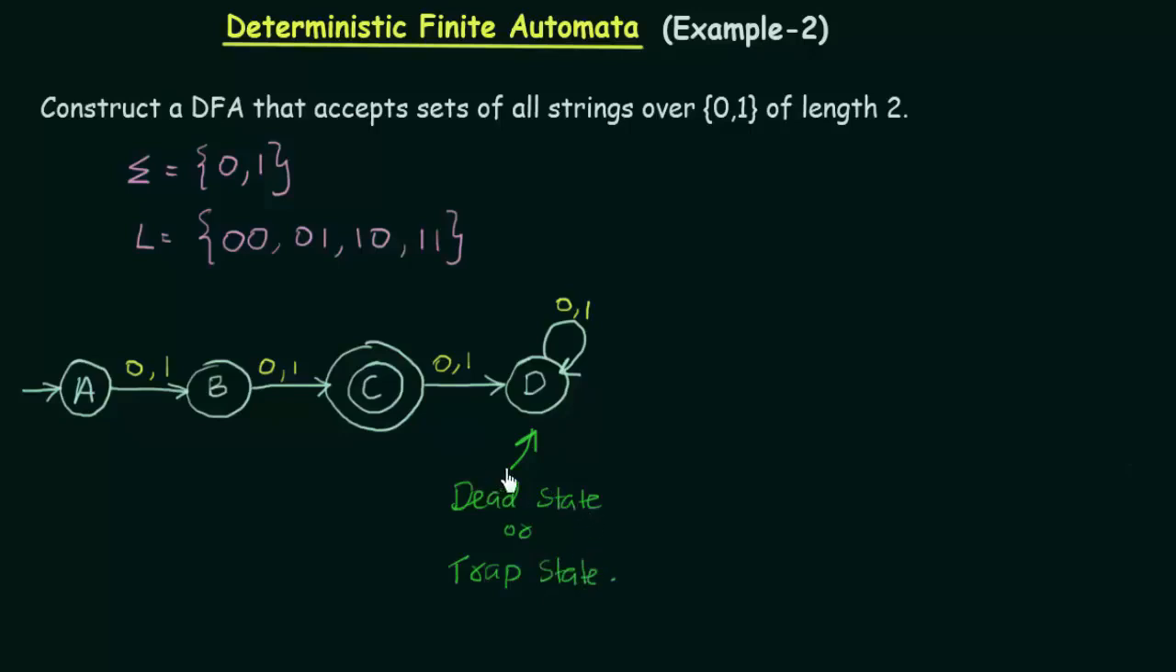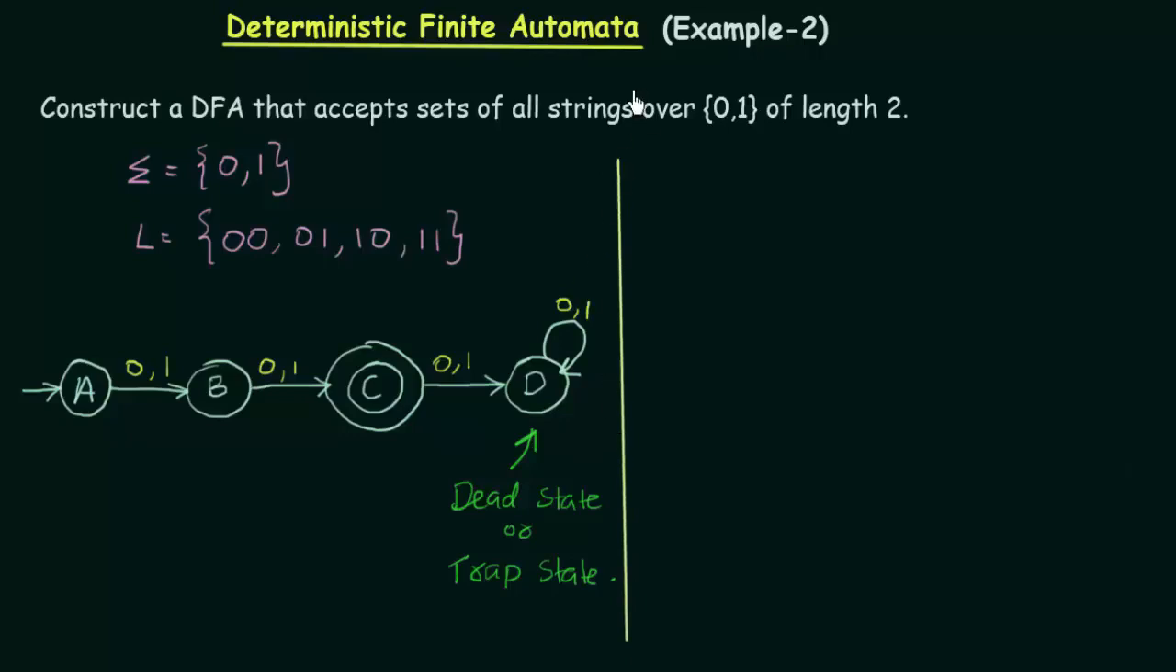Okay, so now my DFA is complete because I have mentioned for every state what happens when I get a particular input, either 0 or 1. Now I have successfully designed the DFA that accepts sets of all strings over 0, 1 of length 2. Alright, I hope that was clear. Now let us take a few examples and check if this is working, if this is correct.